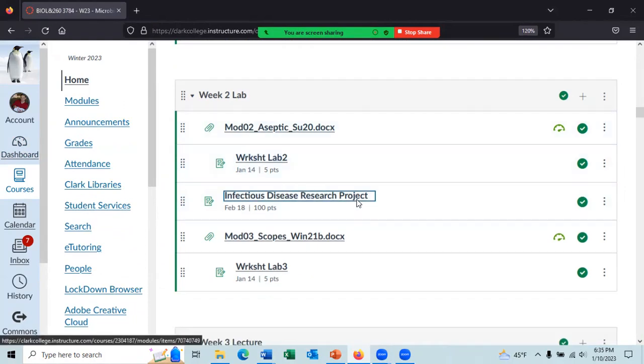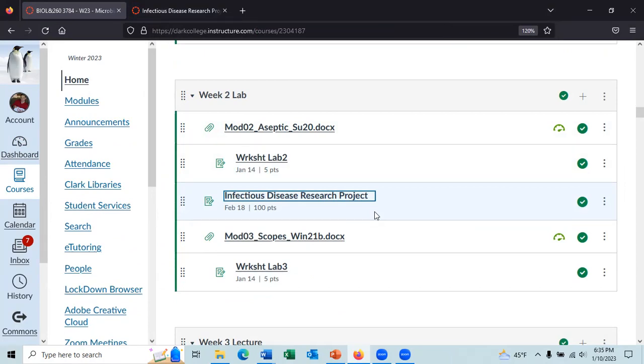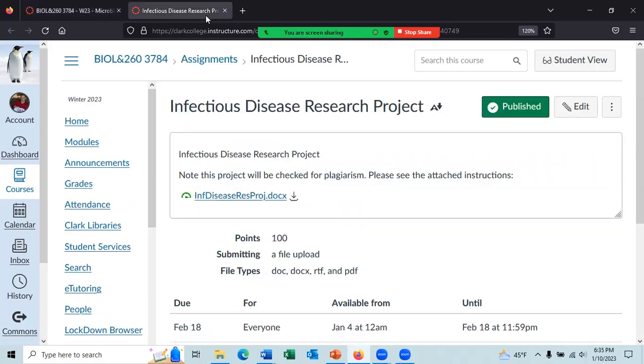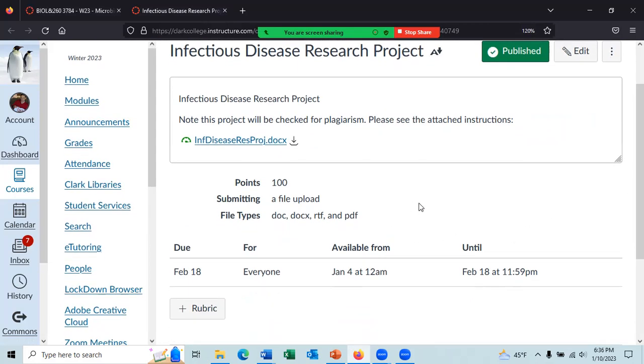So let's talk about the infectious disease project. First, it is due by February 18th, but it will take you some time to do. You're going to do a project on an infectious disease. It is worth 100 points. You do need to make it in a document, but you can submit it as a docx, rich text format, or a PDF.